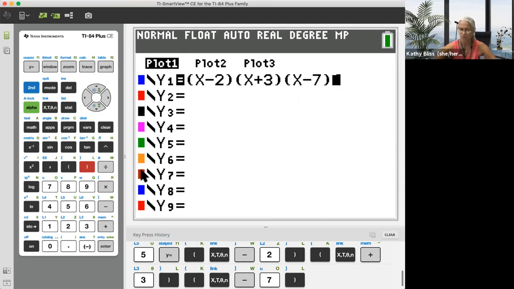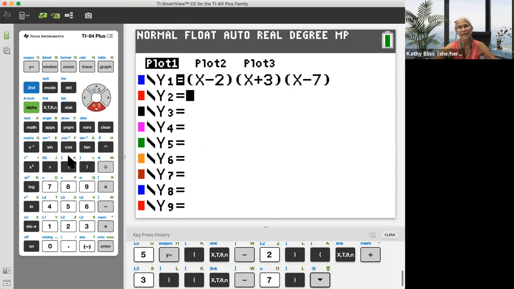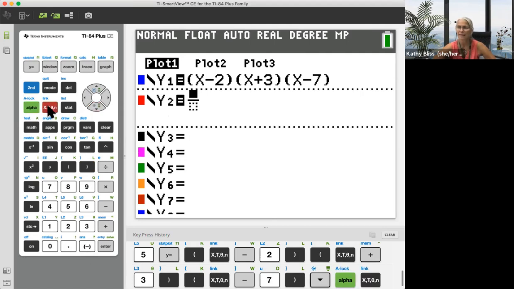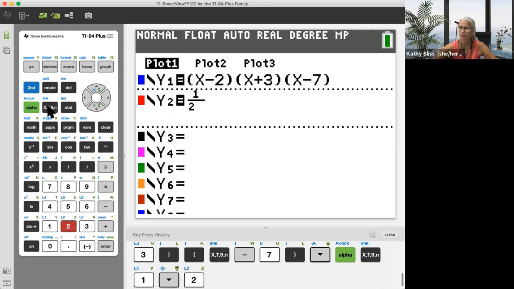And then the second one, so I'm going to use my arrow key to go down to the next line, is 1/2. Now, if you have the latest version of the calculator, there's actually a shortcut to get the fraction bar. If you don't, you can always just put it in as 0.5. So you can either put in 0.5, but if you have the latest version of the calculator, you can put in alpha x, and that gives you a shortcut to the fraction bar. So 1/2, and you use the arrow keys for that.